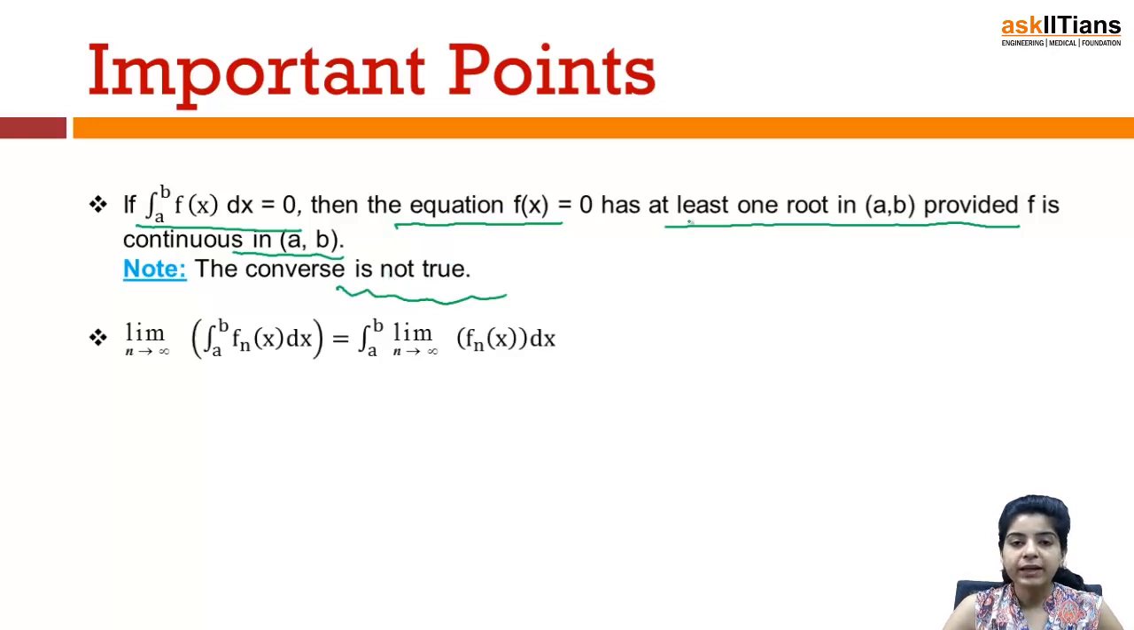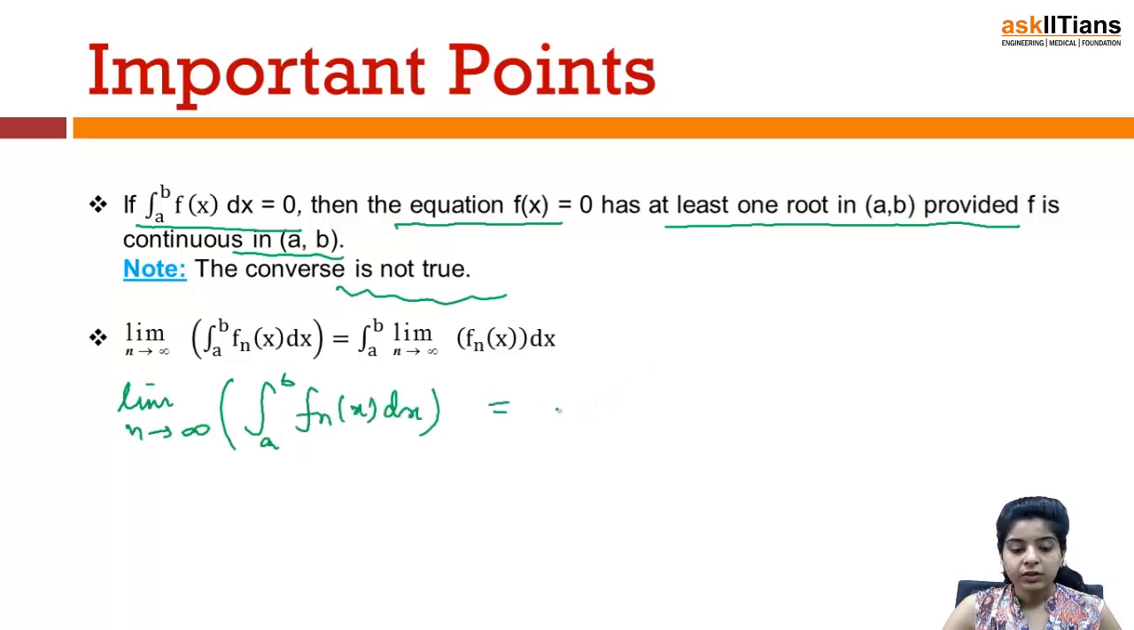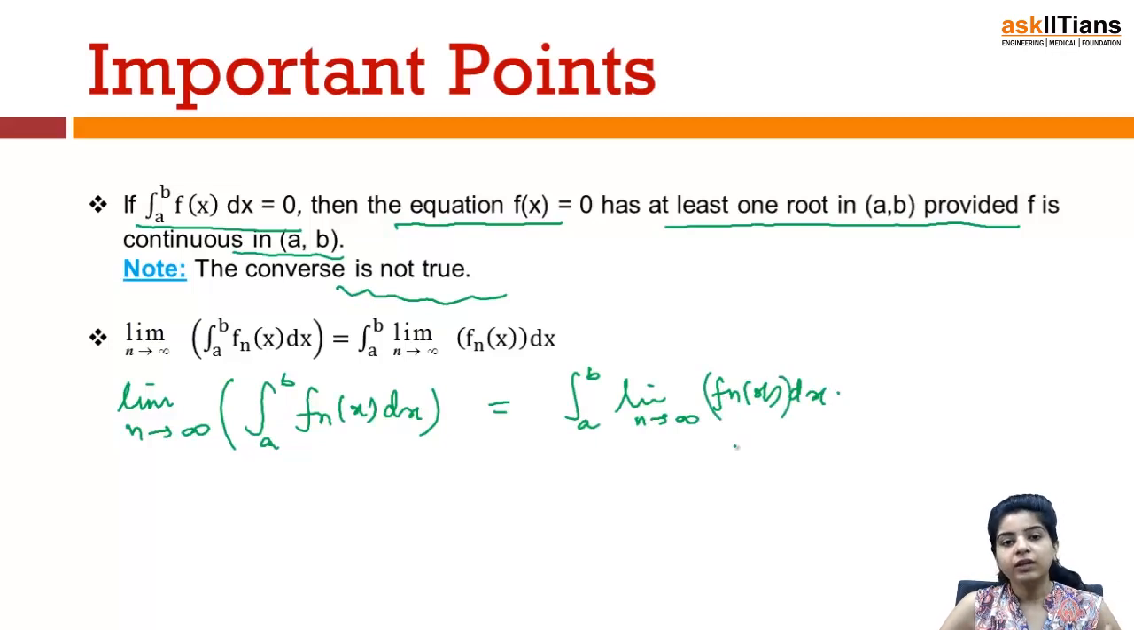Next we have limit n tends to infinity, integral a to b f_n(x) dx is equal to integral a to b limit n tends to infinity f_n(x) dx. That basically means that if you have to take a limit of an integral, you can take the limit inside the integral sign and write it as integral a to b, then limit n tends to infinity f_n(x) dx. So you can take the limit function inside the integral sign and then perform the action.